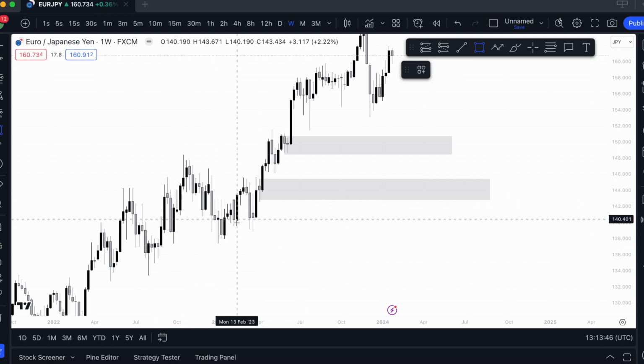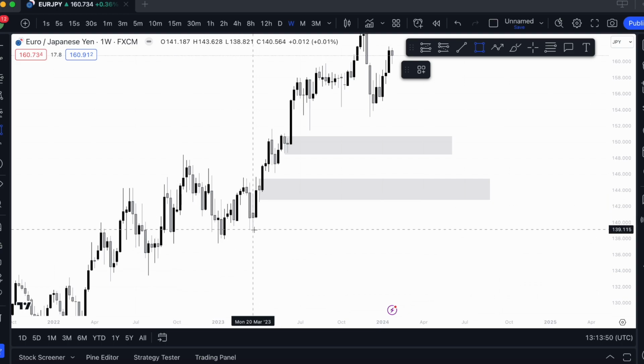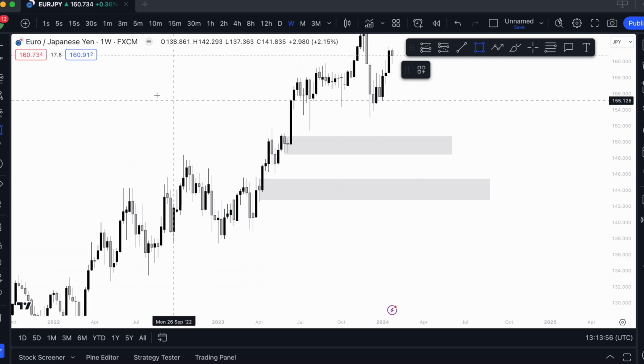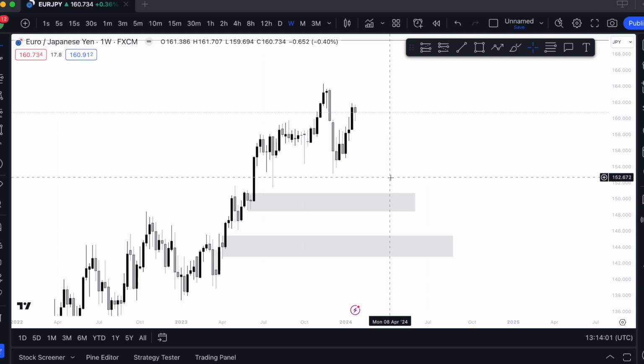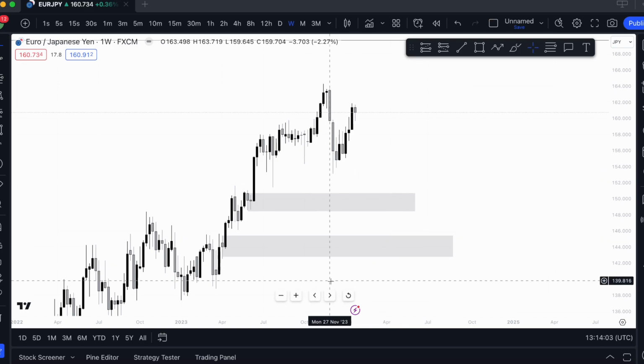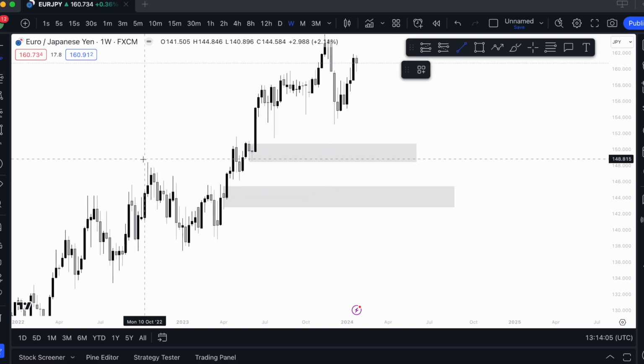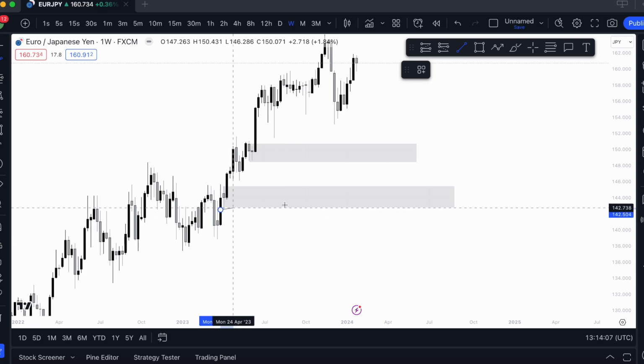Any of these would really be valid if we went back through, but we can see that then got tapped. This one here has been tapped back down there, and you could have even identified that there, but you see this wick comes back in to mitigate that and sort of invalidate it. So those are the two valid demand zones I'm looking for right now in this weekly chart, where I'm looking really for price to hold this level here.